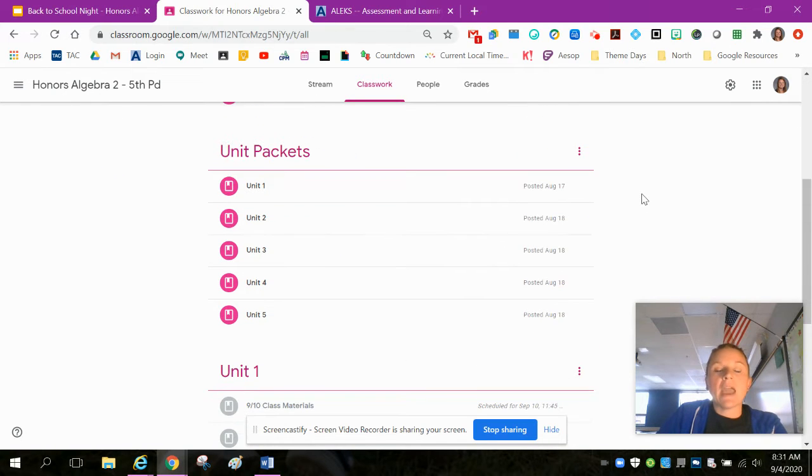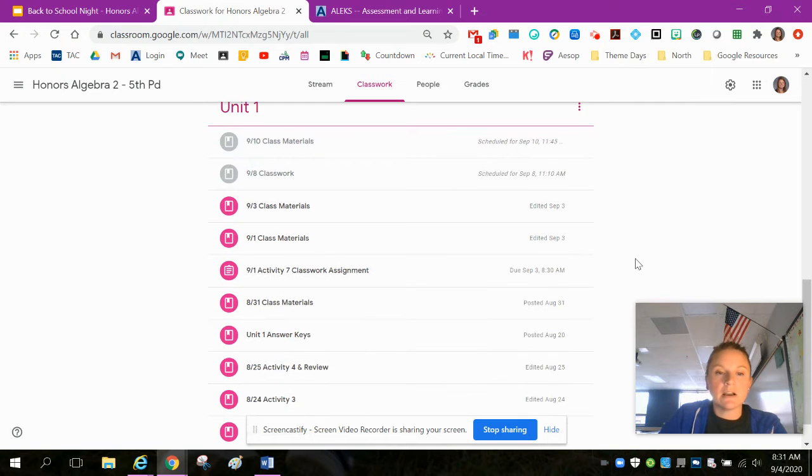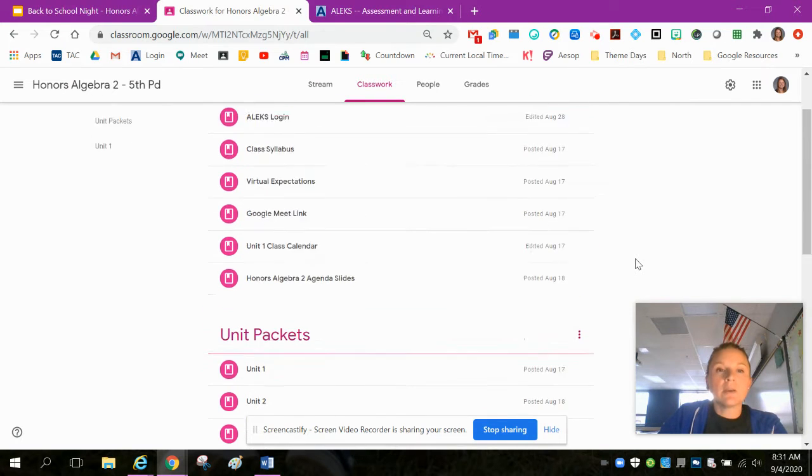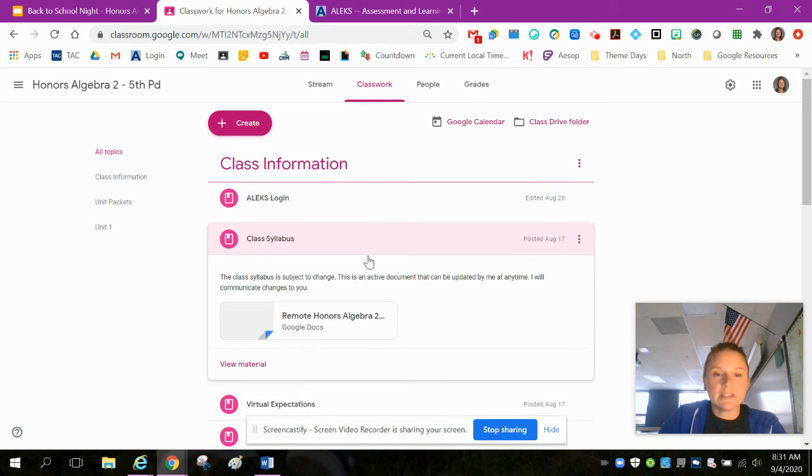I have our unit packets here. These are just the blank PDFs that I had emailed out about originally. So students can access those, they are there. And then I'm going to have a section for each unit where I will push out each day's class materials, put answer keys, things like that. So going back up here to the class information, I'm going to start with the syllabus here.